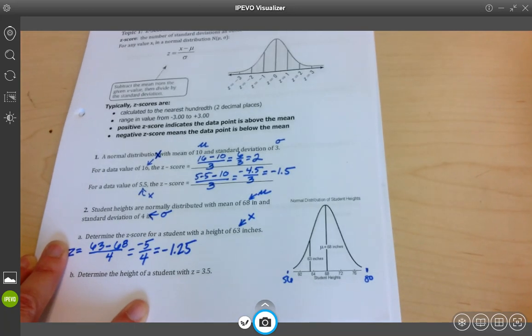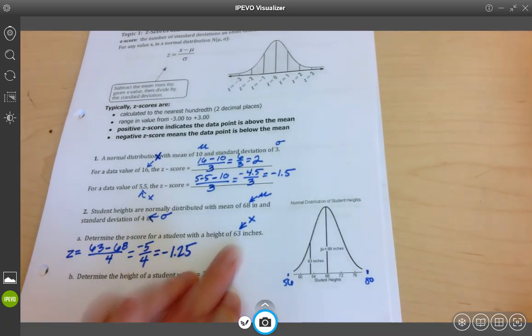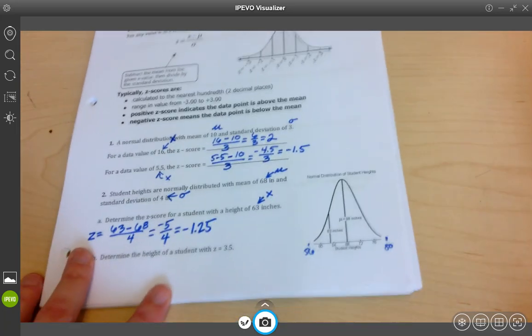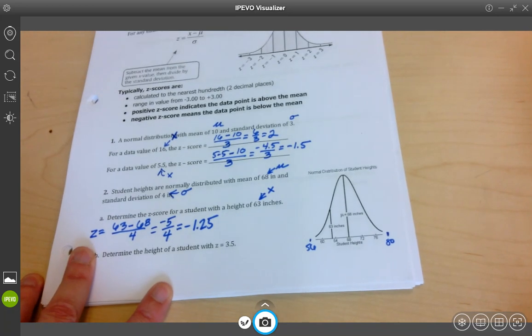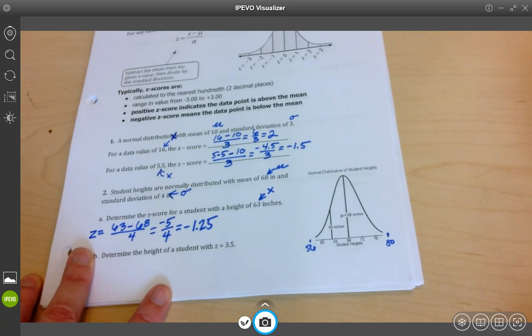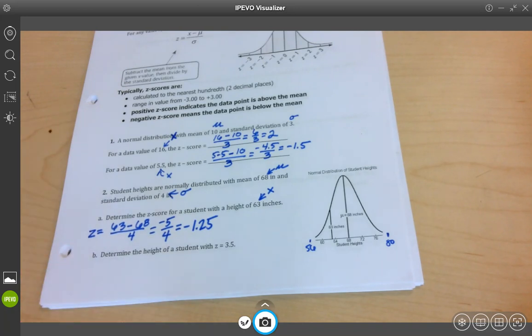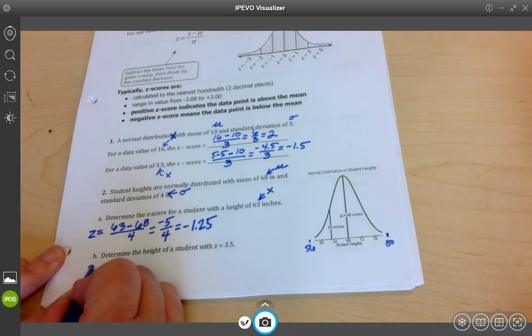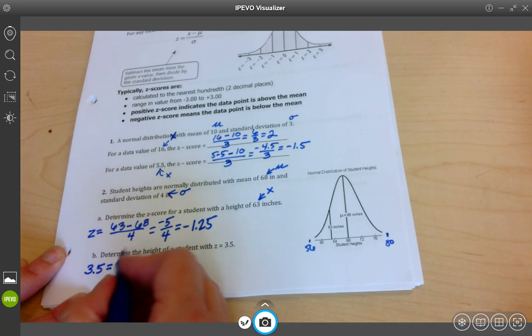Okay. All right, so we got the z-score for a person with 63 inches. This one is telling us the z-score and is asking for the height. Did anybody start thinking about that one yet? You did, Steph? What were you thinking we could do? Well said. Well described too. All right. So like Steph, I'm going to put the 3.5 for the z and keep the x as x.